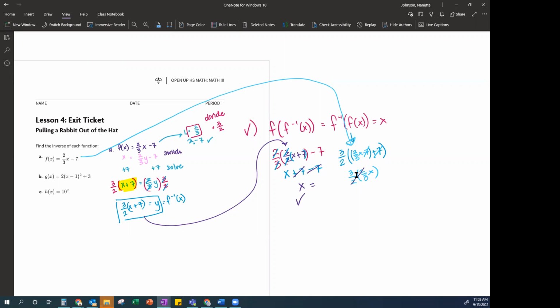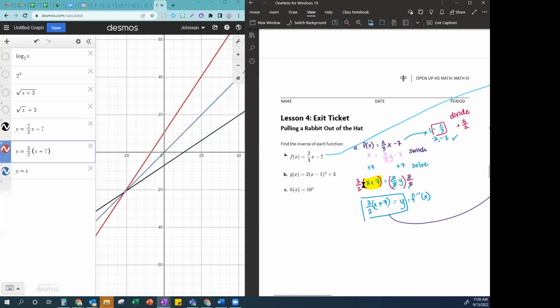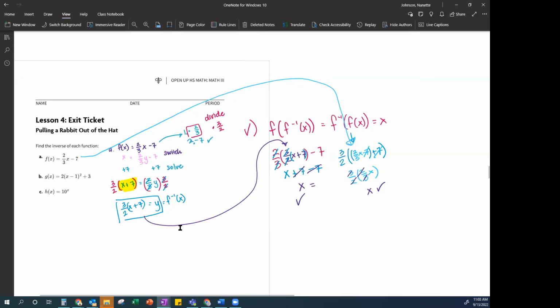So that's a check. Once this simplifies to X, you plugged in the function to the inverse and the inverse to the function, and they both equal X. These are guaranteed. Ms. Johnson can't take away any points. You've even checked your answer, and in fact, you checked your answer in 2 different ways. Ms. Johnson, can I check my answer using the graph? Yeah, but you just have to explain what you did and what you saw. That makes sense? All right.